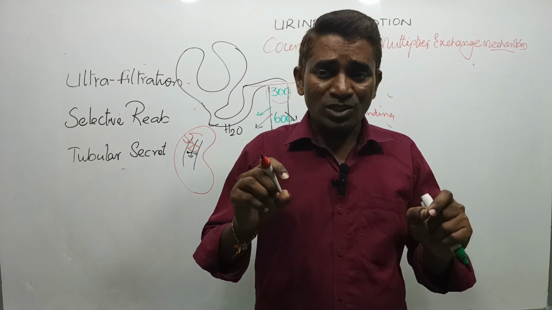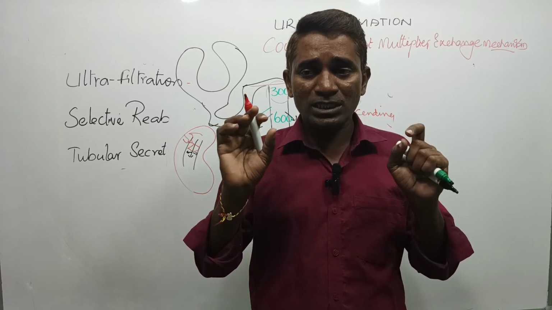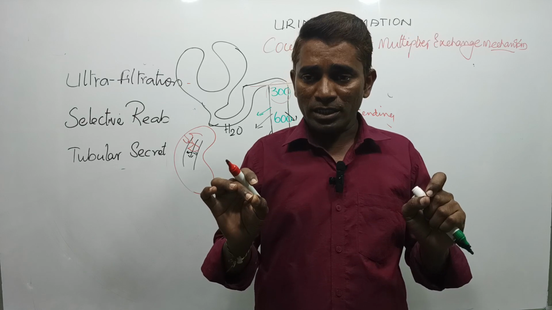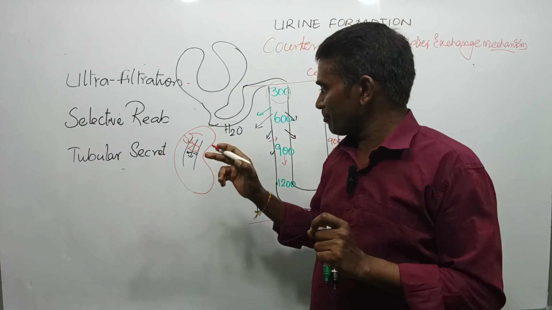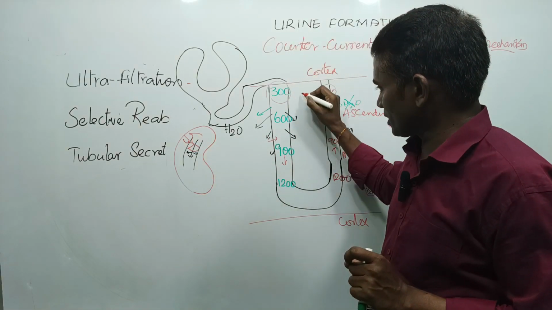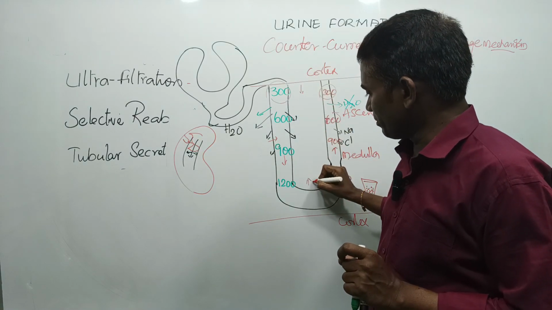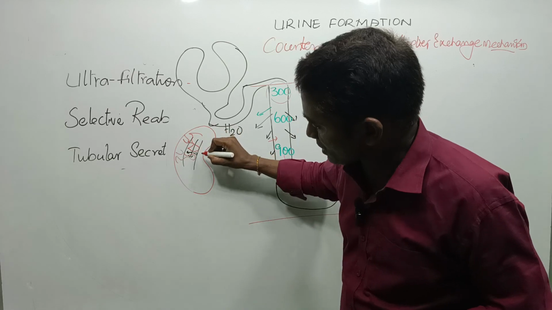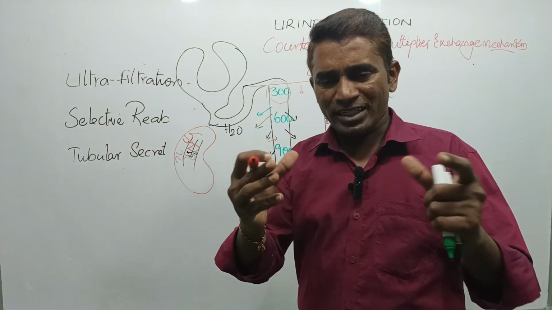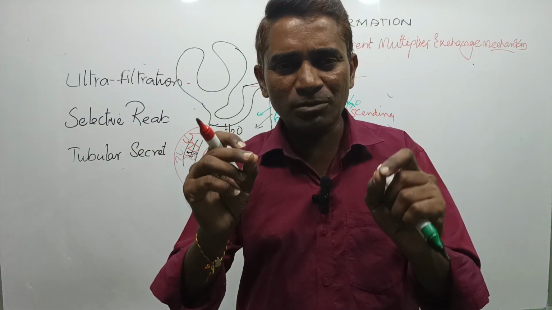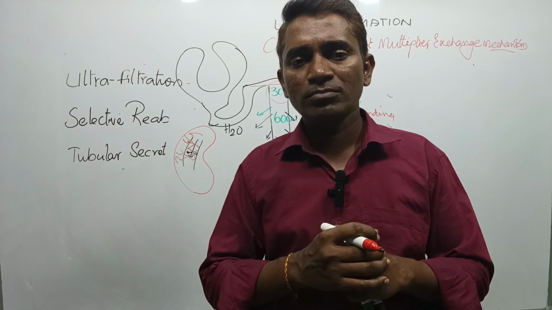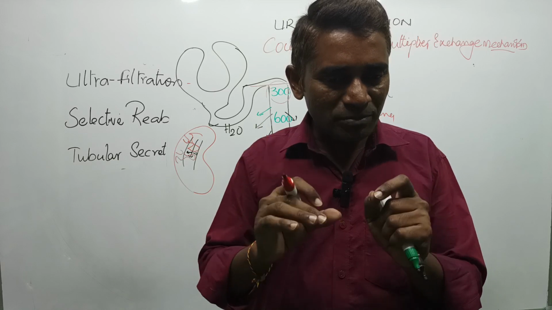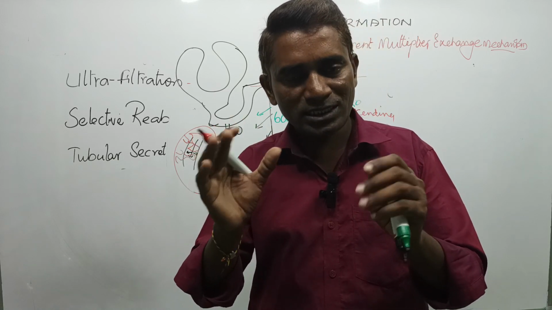In ascending limbs, only salts are reabsorbed, right? In the medullary region, this is the interstitium region, in between. The space present in between two successive nephrons is the interstitium. Interstitium means the space present in between cells. Interstitial space is the space that is present in between successive adjacent cells itself.